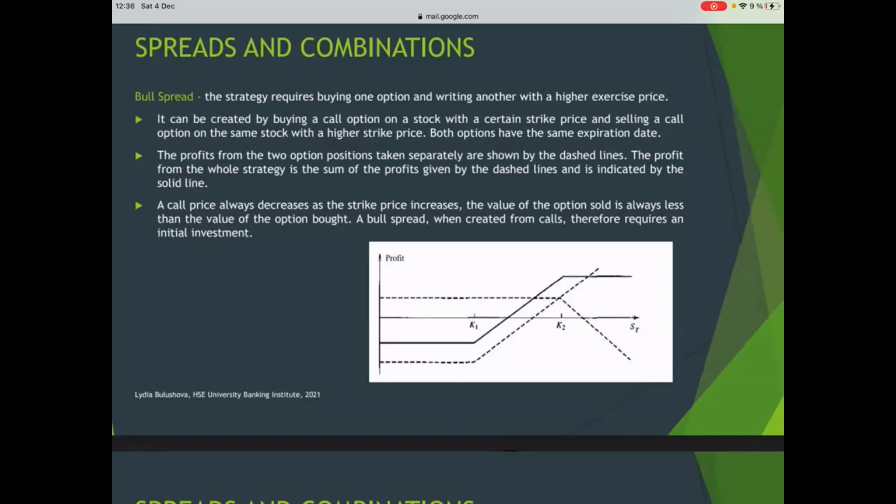So this spread is used when I believe that the price is expected to rise. As you can see, the profit is limited, the loss is limited. The dashed lines are my options, and the solid line is the resulting bull spread payoff, the bull spread profit. I get the maximum profit when the asset price is equal to K2, the strike of the second option.